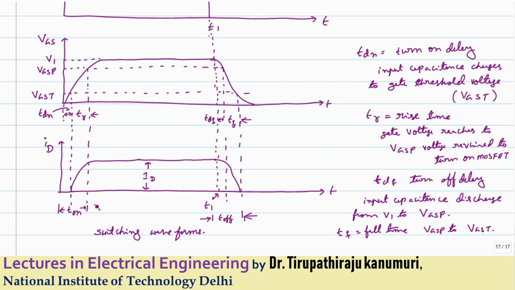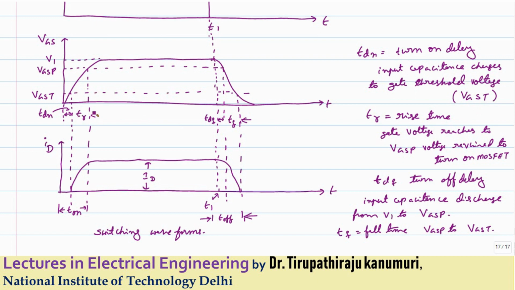So let us see what these different times are. The first time is termed here as TDN. TDN is nothing but the turn on delay. The turn on delay indicates the time for the input capacitance to charge to the gate threshold voltage, which is given by VGST.